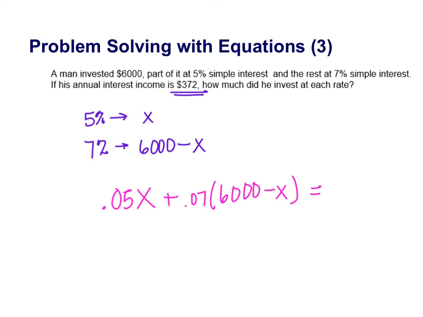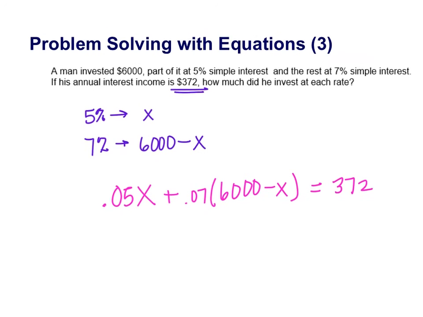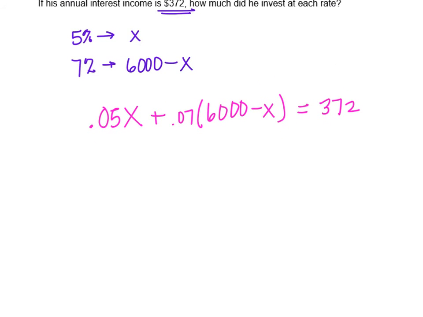So this is how you get the interest at 5%, this is how you get the interest at 7%, and we know that that interest is going to total $372. So this is the equation we solve.